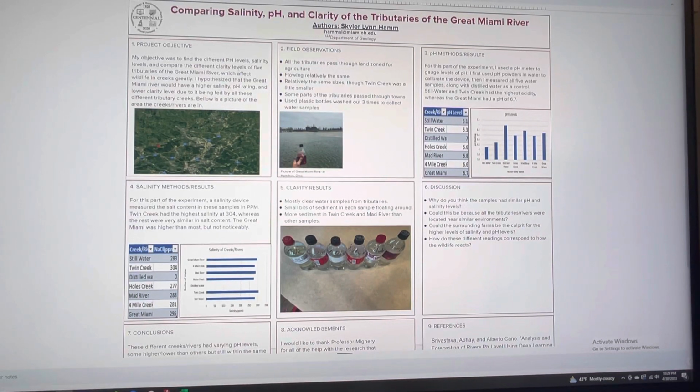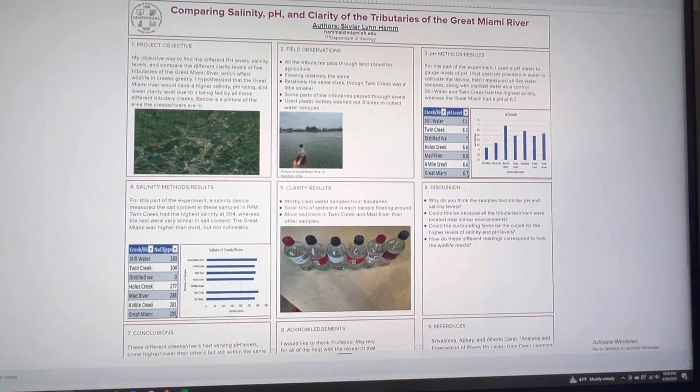My name is Skylar Ham, and this is my poster comparing salinity levels, pH levels, and the clarity of the tributaries of the Great Miami River. My objective was to find different levels in the pH and the salinity, along with the clarity of these tributaries and the Great Miami River, to see how high or low they were, because this greatly affects how wildlife exists in these rivers and creeks.